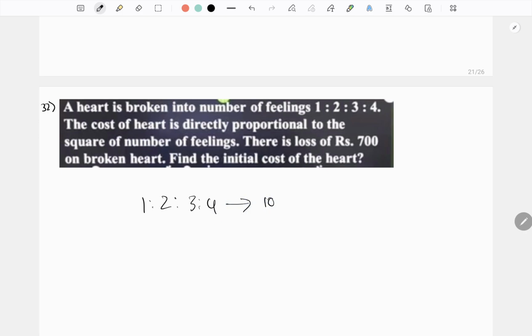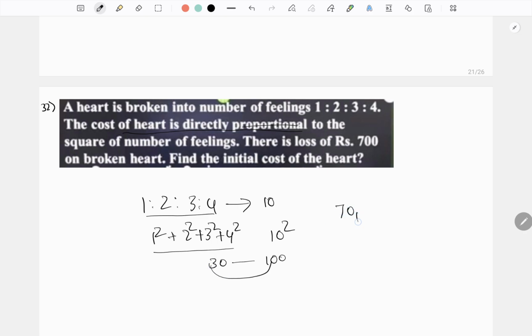Now these 10 parts, what they are saying is the cost of the heart is directly proportional to the square of the number of feelings. 1 square plus 2 square plus 3 square plus 4 square, while the whole is 10 square. So add all this: 1, 4, 9, 16, 25, 30. 30 parts and 100 parts. What is the difference? 70. This 70 parts is given in the question as 700.